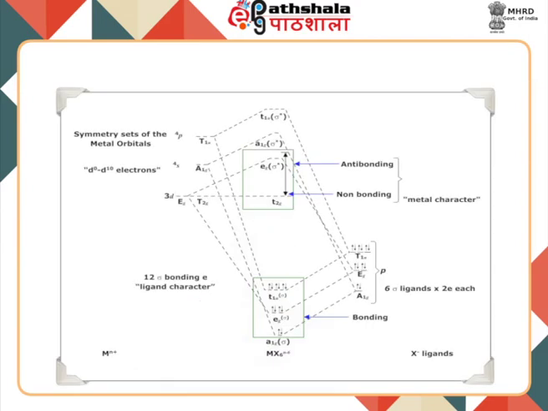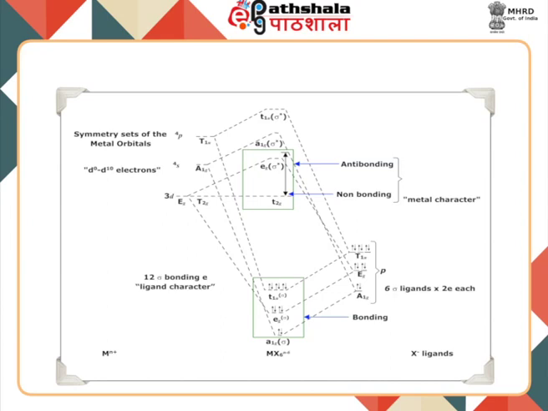These 6 bonding orbitals can accommodate the 12 electrons provided by the 6 ligand lone pairs. Therefore, the electrons provided by the ligands are largely confined to the ligands in the complex. The d electrons of the metal center occupy the lower energy non-bonding T2g set and the higher energy antibonding Eg set. Therefore, the metal-based d electrons tend to reside largely on the metal atom.